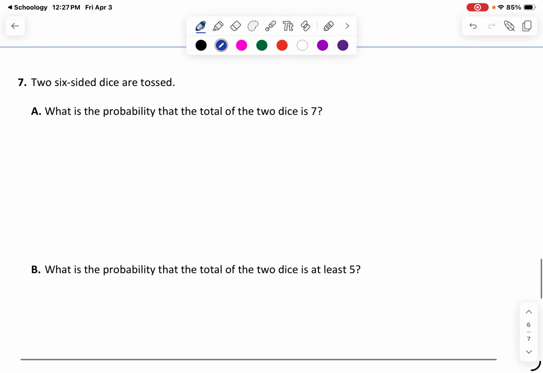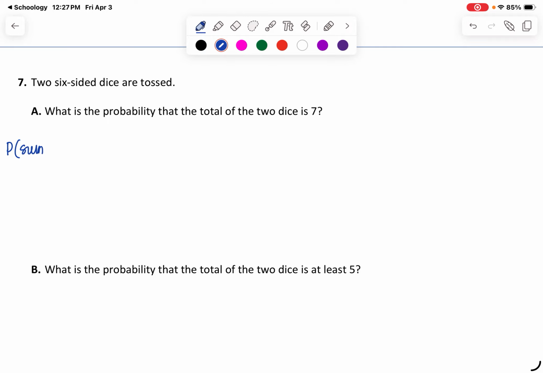All right. Next, we have 2 6-sided dice. I'm going to do these a little bit differently. You'll see why in a second. So 2 6-sided dice are tossed. What is the probability that the total of the 2 dice is 7? Okay. So the probability that the sum is equal to 7.